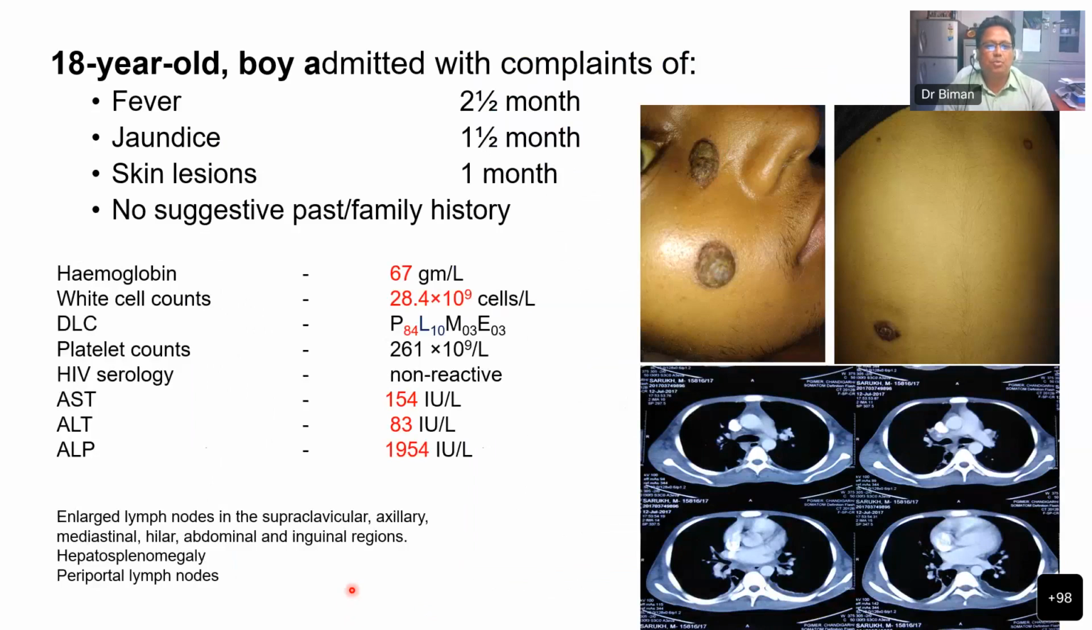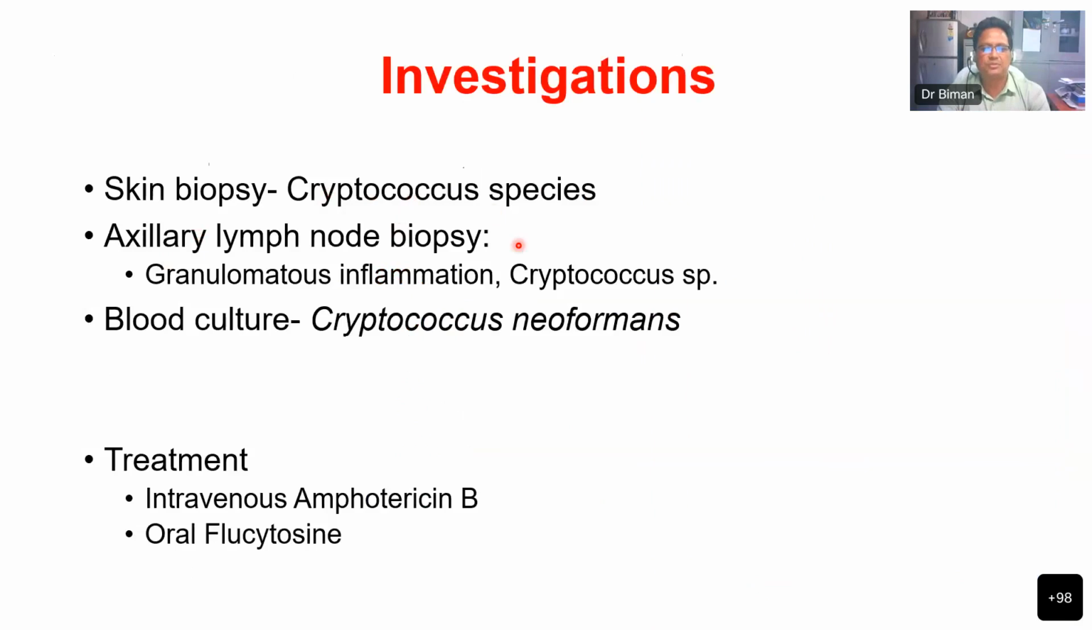Another case, an 18-year-old boy admitted with complaints of fever, jaundice, skin lesions, and you can see that the hemoglobin was 6.7. He had polymorphonuclear leukocytosis, and had enlarged lymph nodes in the supraclavicular, axillary, mediastinal, hilar, and abdominal regions. You had hepatosplenomegaly and periportal lymph nodes, and these lesions in the skin. A skin biopsy was done and it yielded Cryptococcus species. Now the patients with MSMD are susceptible not only to atypical mycobacteria, but other intracellular pathogens as well, including histoplasma, Cryptococcus, Leishmania.